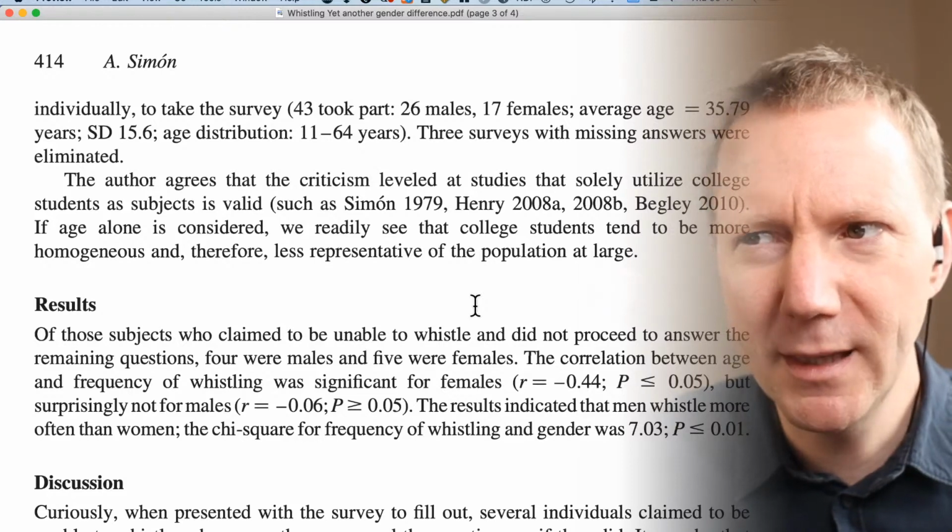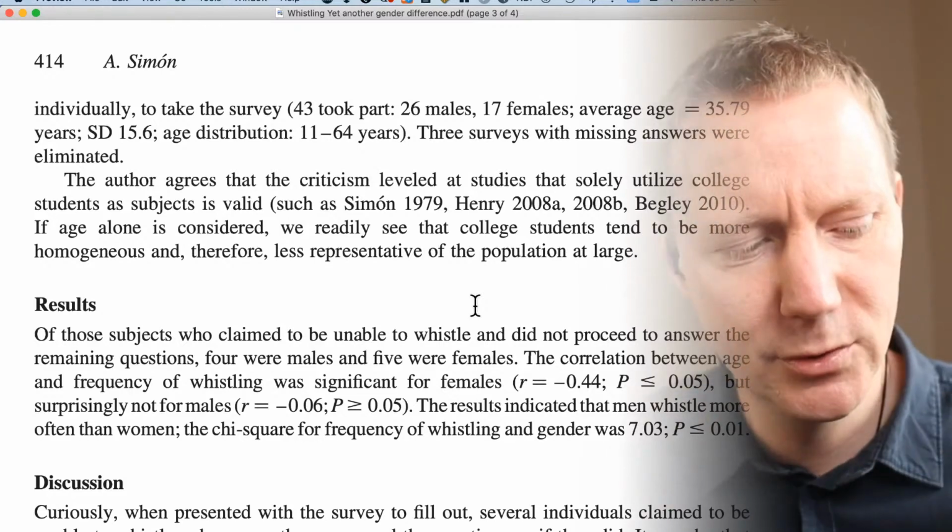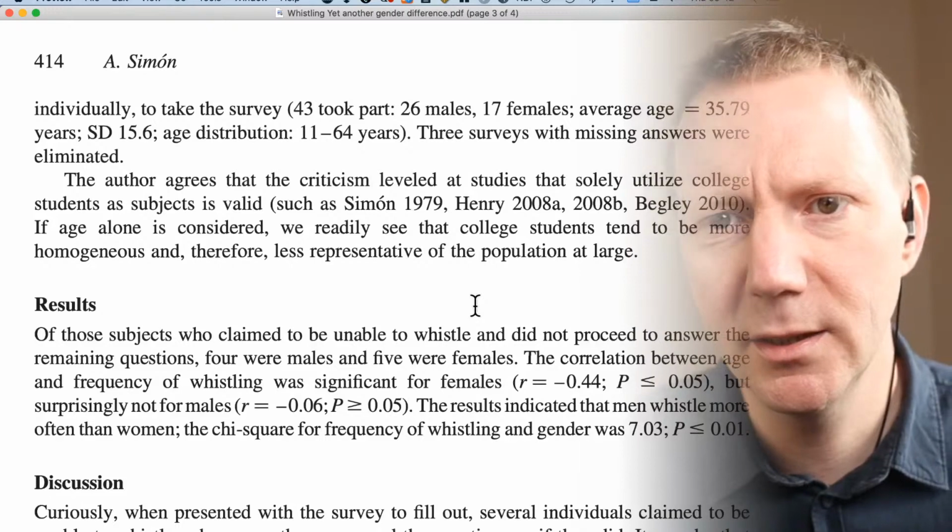So I'm using this example to also emphasize the importance of good reporting, because as a reader, I cannot justify the analysis done if I read this article. You have to justify as a researcher the choices you make, and that's something that Simone doesn't do here.